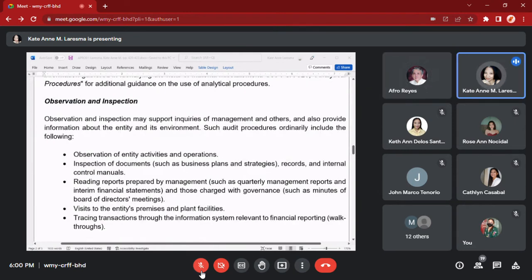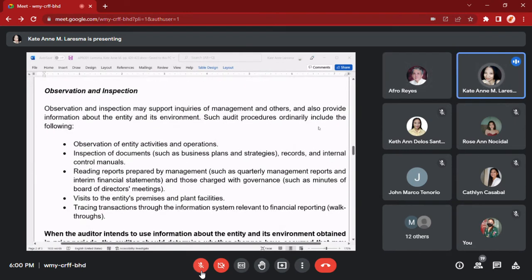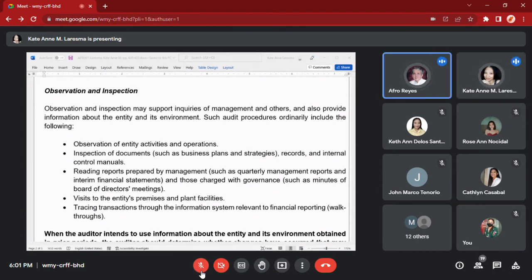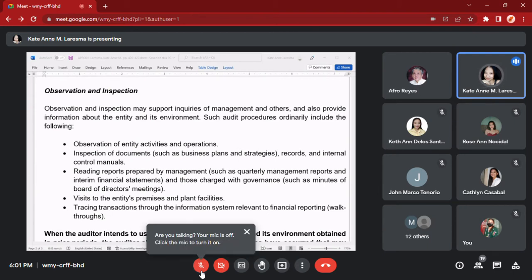Then another procedure is observation and inspection. Observation and inspection may support inquiries of management and others and also provide information about the entity and its environment. So yung auditor pwedeng magtanong sa management. Ngayon, kung hindi sapat sa kanya, yun na yung inquiries kanina. Ngayon, kung hindi sapat sa kanya o sabihin na nating mas gusto ni auditor makita ang actual, mag-o-observe siya at mag-i-inspect. So dito sa observation, maaaring mag-observe si auditor ng client kung ano at paano nila ginagawa yung trabaho nila. Sa inspection naman, pwede mag-inspect si auditor ng mga documents ng entity.